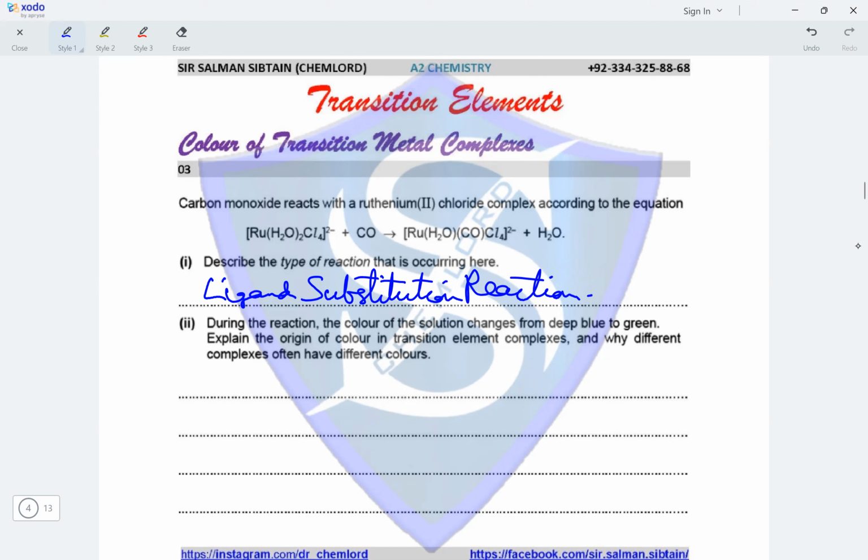During the reaction, the color of the solution changes from deep blue to green. Explain why. Explain the origin of color in transition element complexes and why different complexes often have different colors.